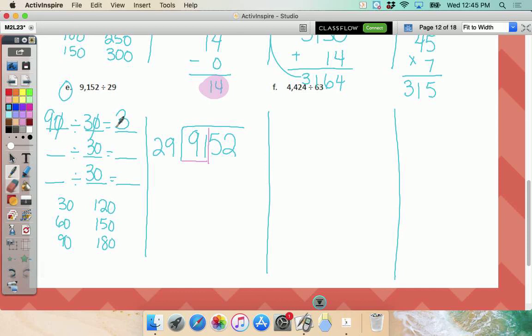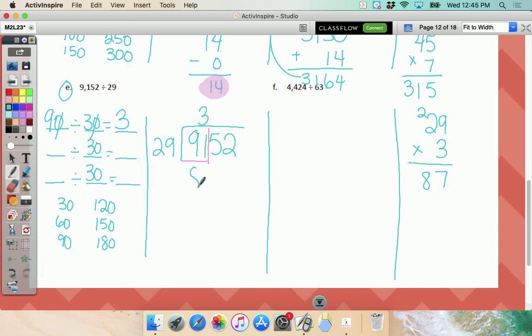Caden, what should I write in my guess and check? 29 times 3. Very good. Is that going to work? Yeah. Okay. So Zane, where do I write the 3? Above the 1. Directly above the 1. And I was so proud of Grant today in block 3 when I recorded it. He said directly above, and then the recording didn't work.